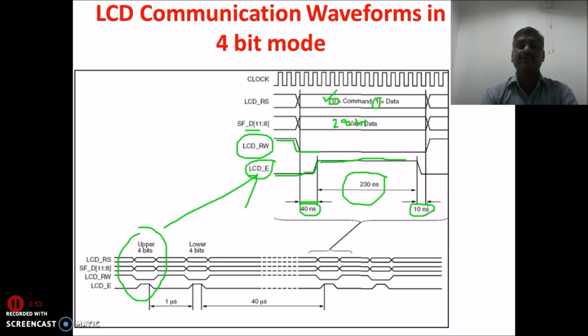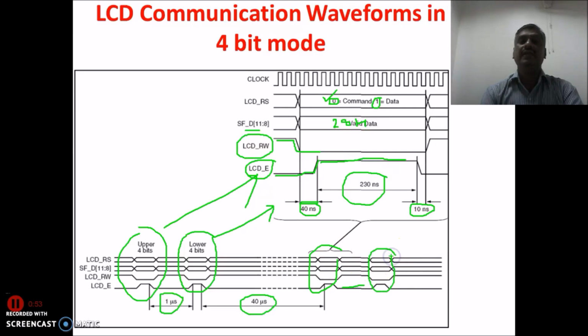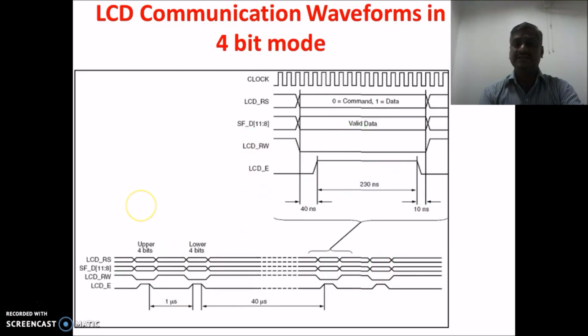Means these are the minimum requirements, and whenever we are transferring this upper nibble, this complete procedure has to be done. After that we should give a delay of 1 microsecond. Then again the same process should be repeated for this lower nibble, which is again something like this. Then again we have to give a delay of 40 microseconds. Then again we are transferring the upper nibble followed by a delay of 1 microsecond. Again we will use the same procedure, and in this way you are able to transmit the command or data to the LCD.